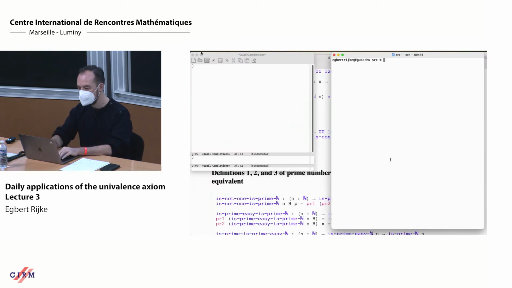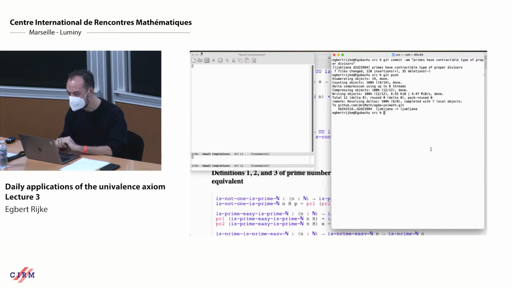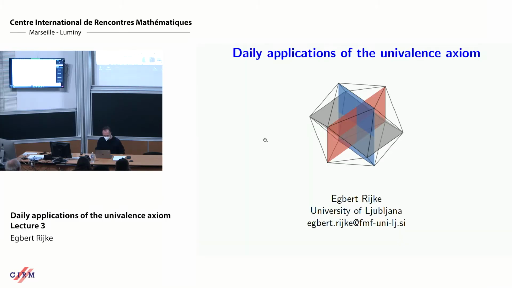Okay. So this is a new contribution. So let's do git commit. Primes have contractible type of proper divisors. And git push. Okay, apparently I did some more work in this commit, but we contributed something to the library. Okay, so now jokes aside, I'm gonna stop sharing this screen and go back to the presentation.